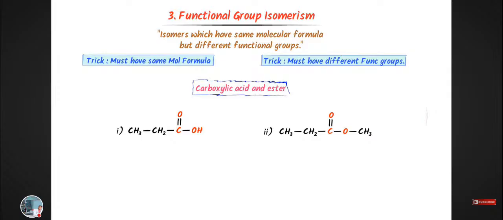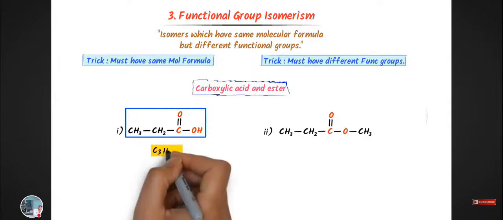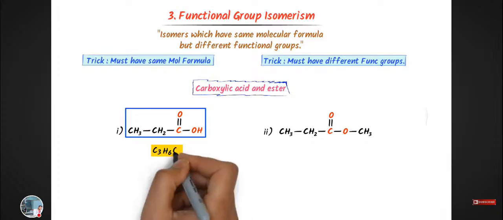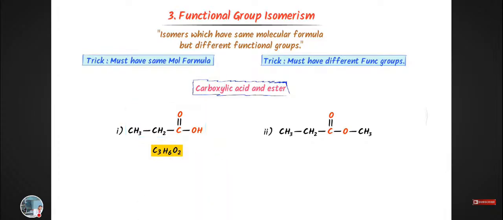As usual, I look for the molecular formula of the compounds. In this carboxylic acid, there are 3 carbon atoms, 6 hydrogen atoms, and 2 oxygen atoms. While in this ester, there are also 3 carbon atoms, 6 hydrogen atoms, and 2 oxygen atoms.